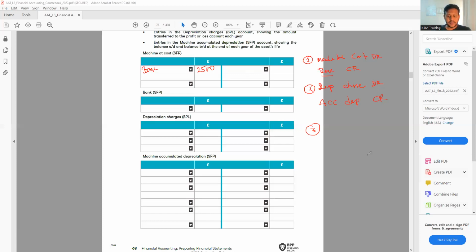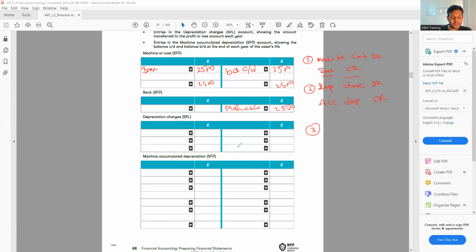Okay, then the next one we have is a bank. Of course we just bought one asset, that's why it is a bank, and we don't have any other assets, so it will be 2,500 and 2,500. And that will be our balance c/d, 2,500. The next one we have is a bank. Bank is a credit, so on the credit side, we're going to write machine at cost, and that is 2,500.